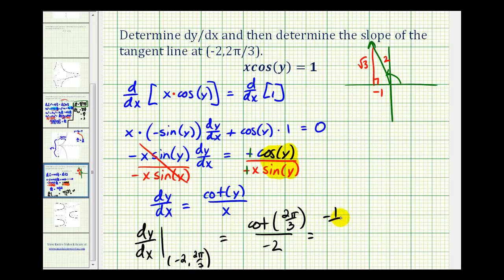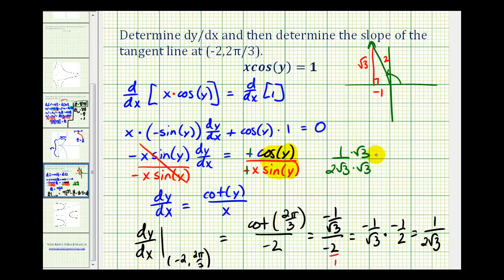So we have -1 all over square root 3 divided by -2. Instead of dividing by -2, we could multiply by the reciprocal. So this will give us -1 over square root 3 times -1/2, which would be positive 1 over 2 square root 3. This would be the slope of the tangent line at the given point. And of course, if we needed to, we could rationalize this. So we'd have square root 3 divided by 6. So these two slopes are equivalent. One just has a rational denominator.